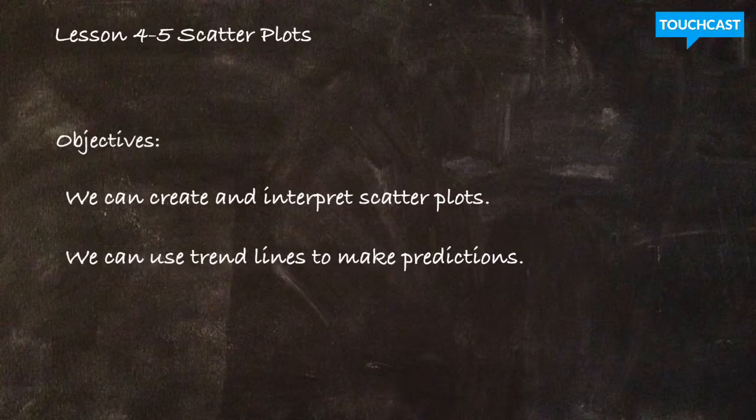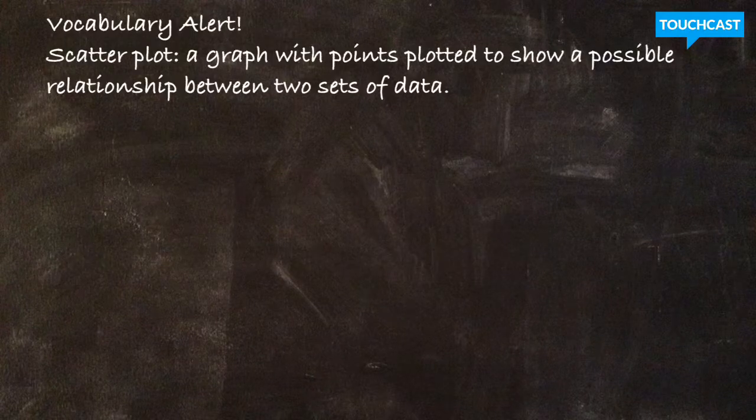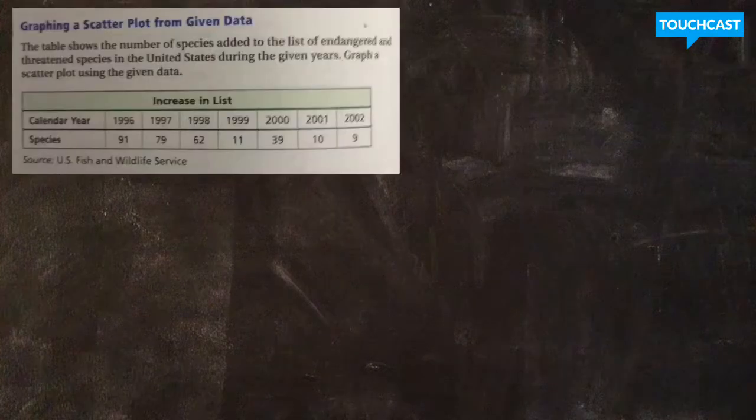Hello class, today we're going to talk about lesson 4-5, scatter plots. Our objectives are we can create and interpret scatter plots, and we can use trend lines to make predictions. Our first vocabulary alert is scatter plots, which are just a graph with points plotted to show a possible relationship between two sets of data.